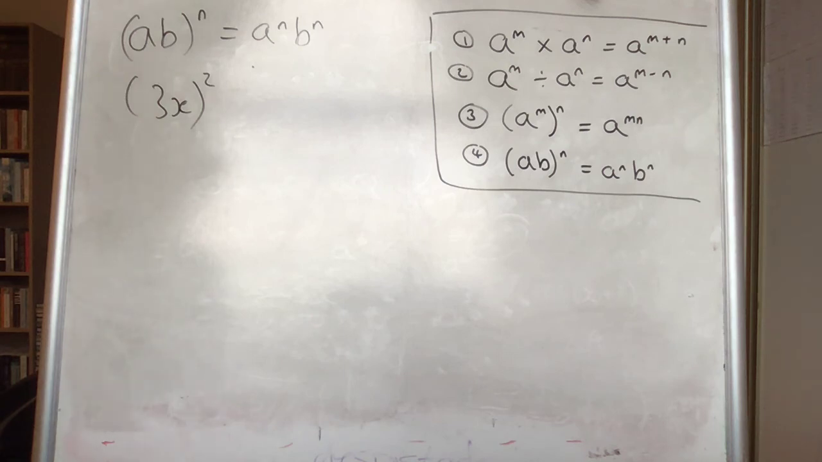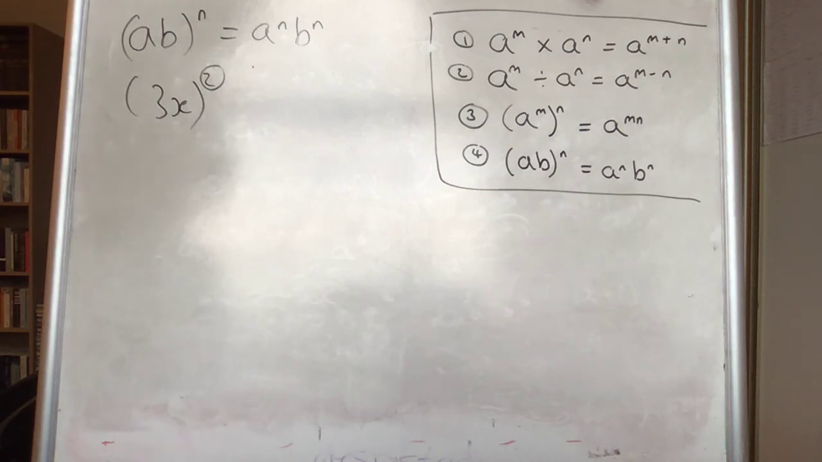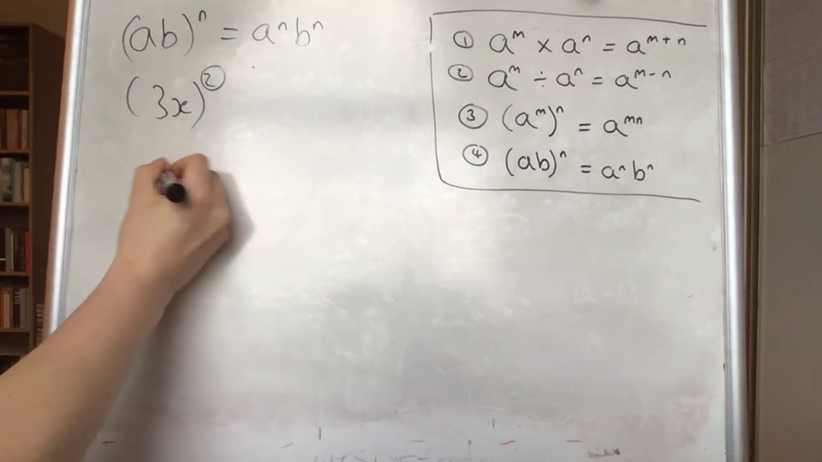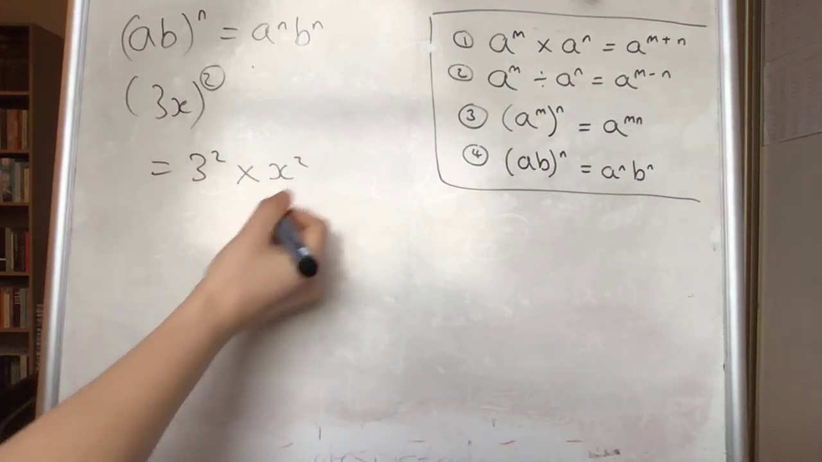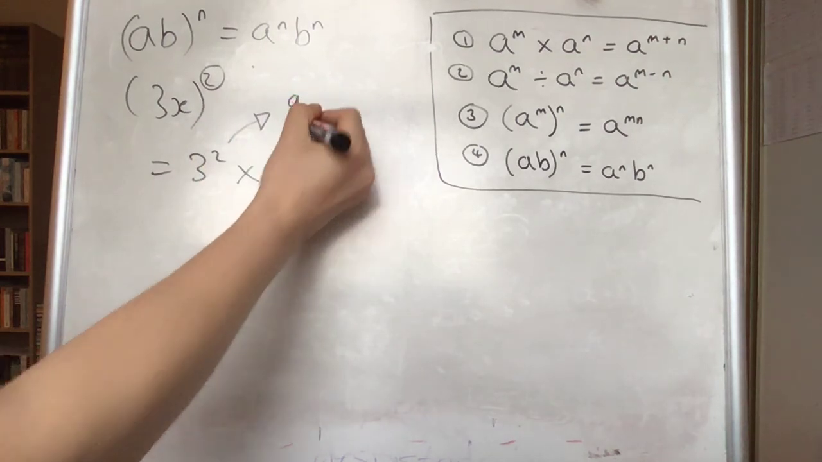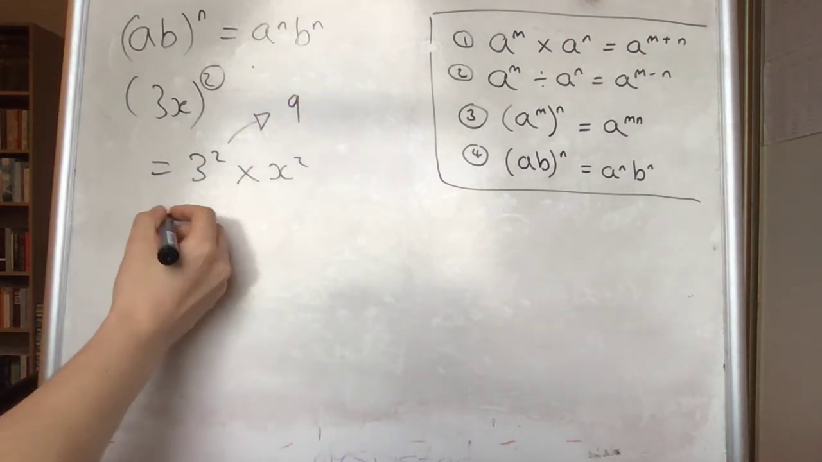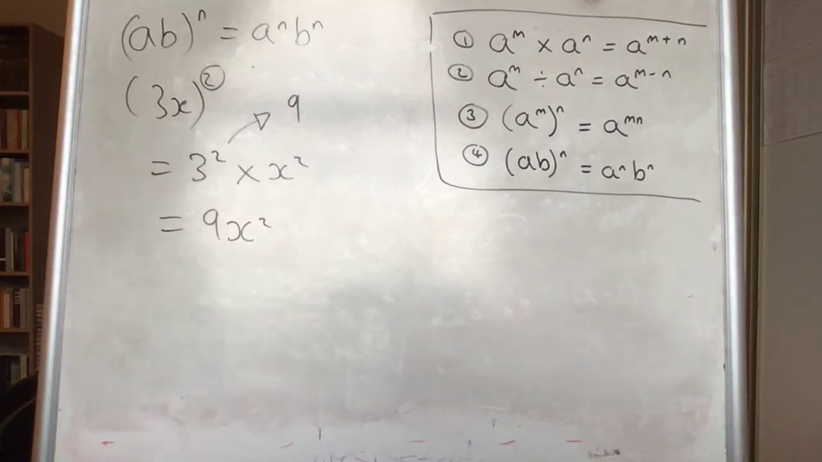Well, we simply apply the power 2 to everything inside the bracket, which is the 3 and the x. And so that would give us 3 squared multiplied by x squared. And we know that 3 squared is equal to 9. 3 times 3 is equal to 9. So that therefore gives us 9x squared. And that is our final answer.